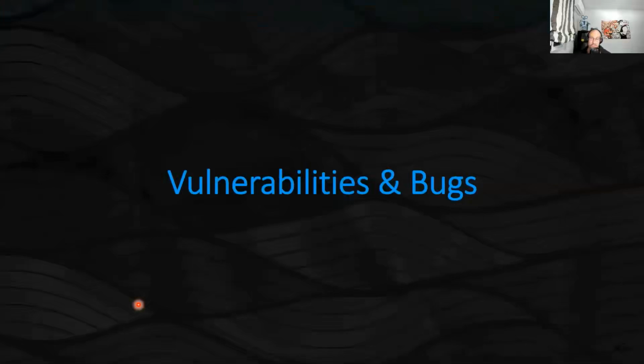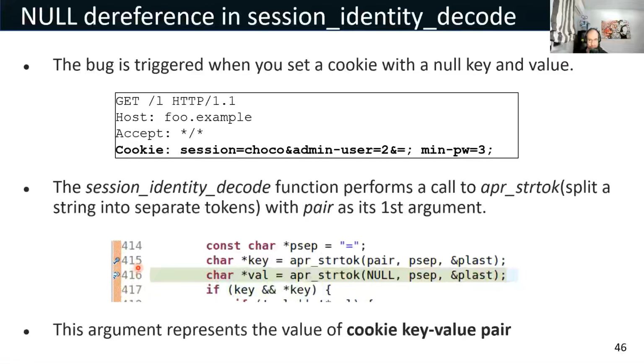Cool. So now it's time for the most expected part. Now I will show you some of the vulnerabilities and bugs that I have found. I'm going to start with a null dereference in the session identity decode function. As you can see here, this bug can be triggered by setting a cookie with a null key and value. So look at this example to clarify things.